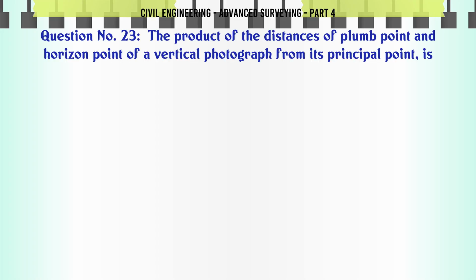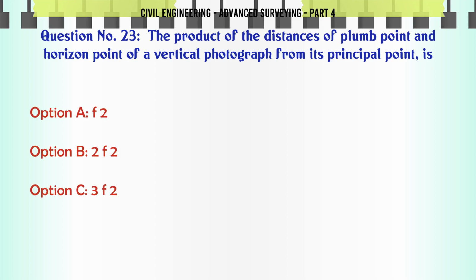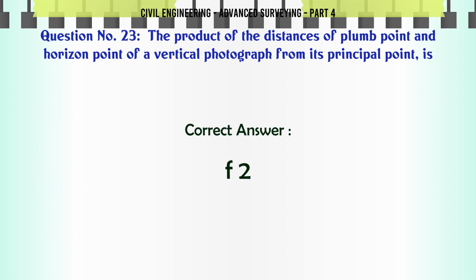The product of the distances of plumb point and horizon point of a vertical photograph from its principal point is: A. f². B. 2f². C. 3f². D. f. The correct answer is f².